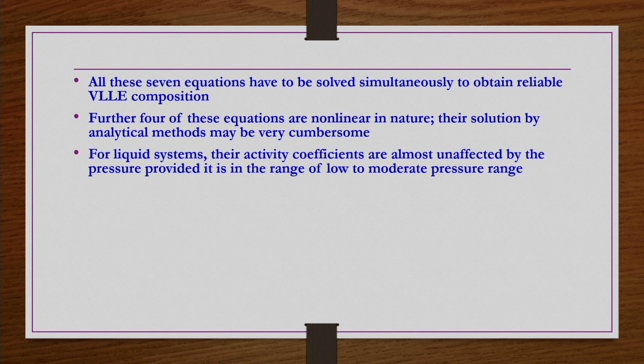For a liquid system, the activity coefficients are almost unaffected by the pressure, provided it is in the range of low to moderate pressure, that we already know. So, making use of that benefit, that the liquid phase non-ideality, or the activity coefficients of the liquid phase, are independent of the pressure, the equation numbers 1 and 2 that we have given, the equilibrium relations for the VLLE problem for both the components, you can segregate in 2 parts.